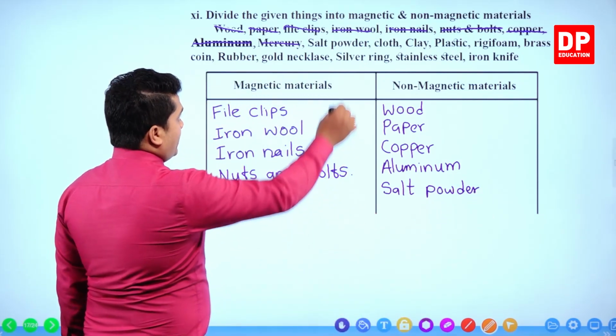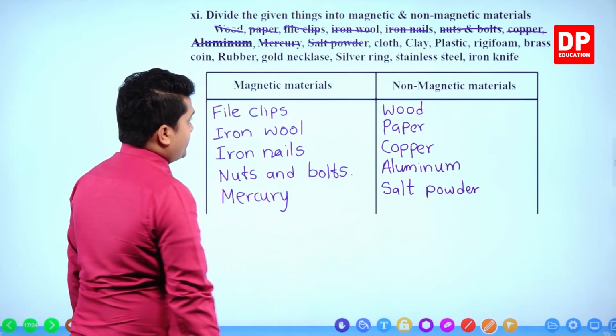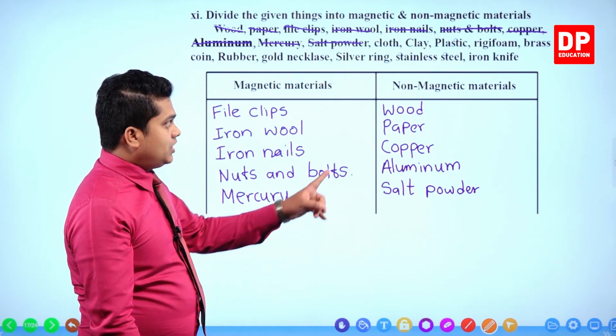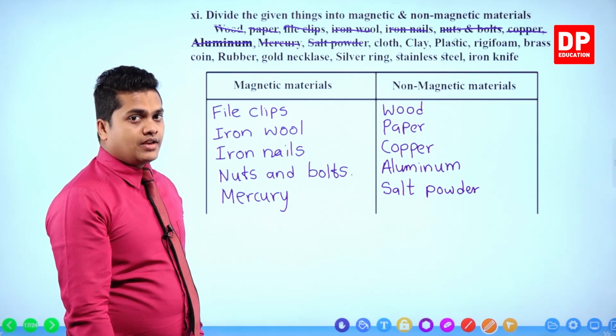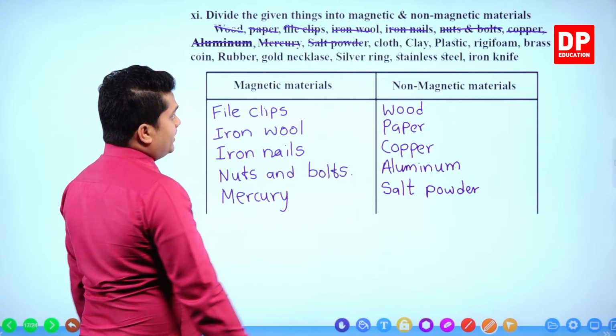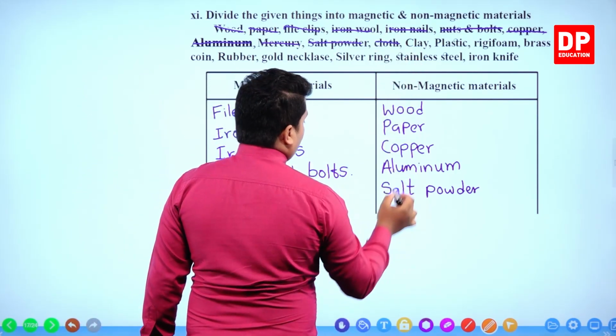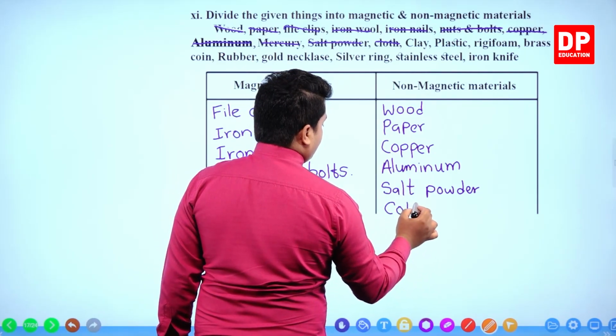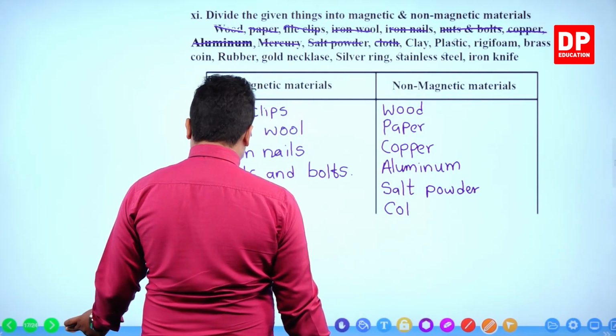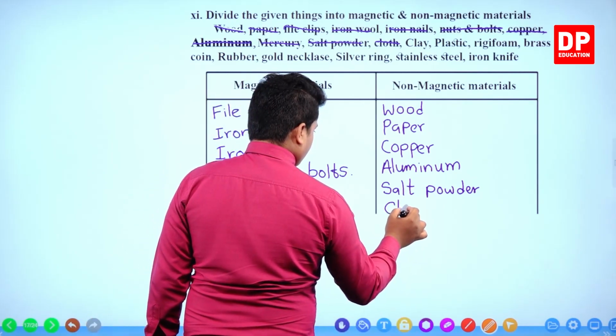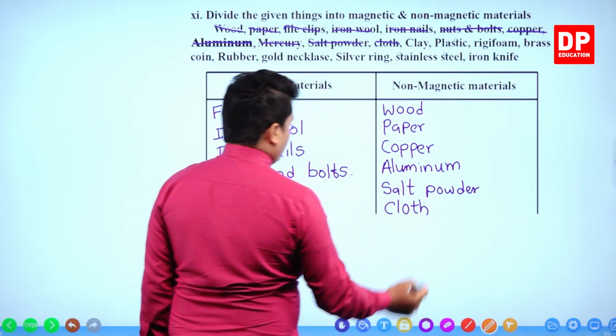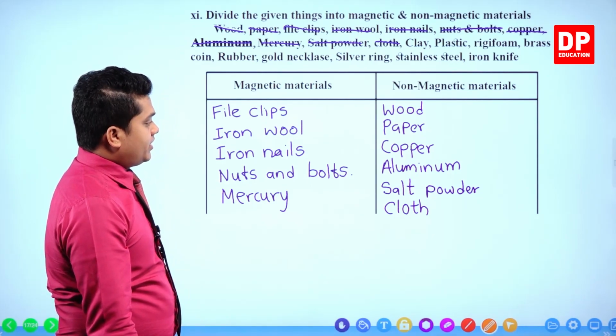Then salt powder. Salt is not a magnetic material. So children, we need to mention salt powder in the non-magnetic material column. Then cloth. Cloth is not a magnetic material, so it is a non-magnetic material.